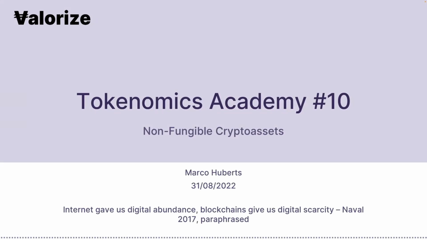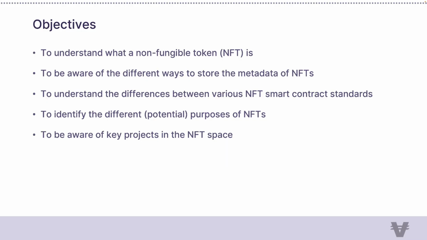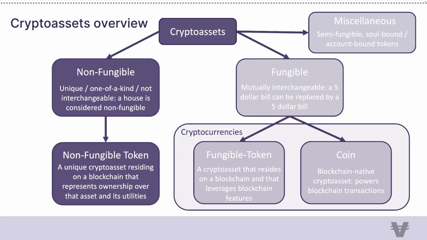And today we will be talking about non-fungible crypto assets. So we have several objectives we want to cover. First of all, we want to understand what a non-fungible token is. We want to be aware of the different ways to store the metadata of NFTs. We want to understand the differences between various NFT smart contract standards. We want to look at the different purposes of NFTs. And we want to be aware of key projects in the NFT space.